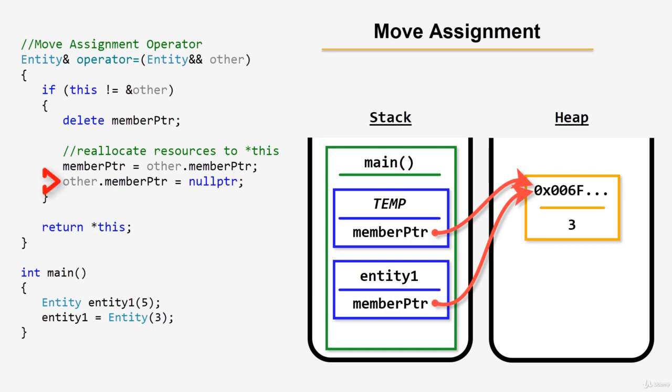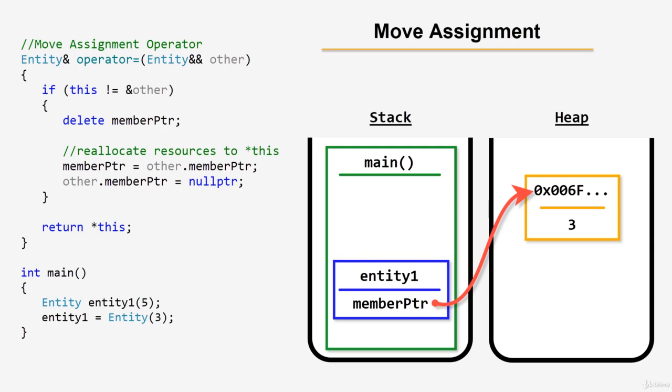Just like with the move constructor, the next statement is very important. We assign null pointer to other.memberPointer. Other in this example is going to refer to that temporary object, so we set its member pointer to null pointer. And now following the second statement in main, that temporary object is going to get destroyed. Its destructor will not deallocate any objects on the heap. It is no longer pointing to that dynamic variable.